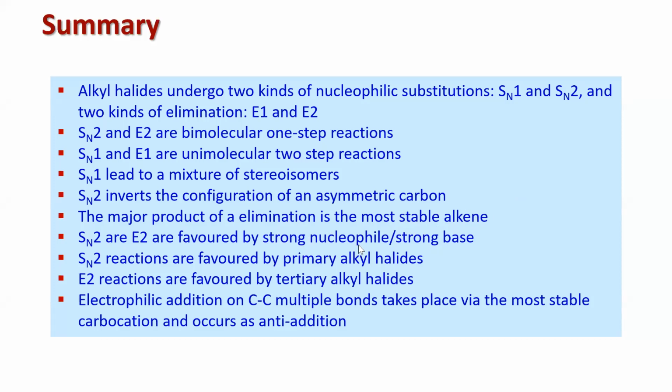SN2 and E2 are favored by strong nucleophiles or strong bases. Bimolecular ones, strong nucleophiles, both nucleophile and the substrate are involved. SN2 is favored by primary alkyl halides. E2 reactions are favored by tertiary alkyl halides. Electrophilic addition on carbon-carbon multiple bonds takes place via the most stable carbocation and occurs as anti-addition. So that is what we have discussed in the previous slide.